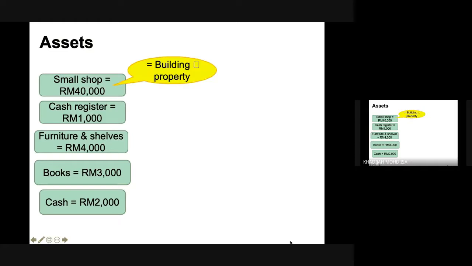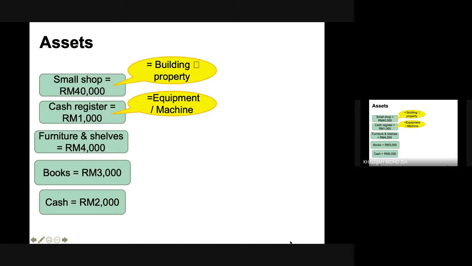So you have asset, in this case your small shop. Small shop here is actually a building, or a property. So that's how we categorize the small shop as a building. We don't have an account called small shop, so we just call it a building. And cash register is what we call an equipment or machine.